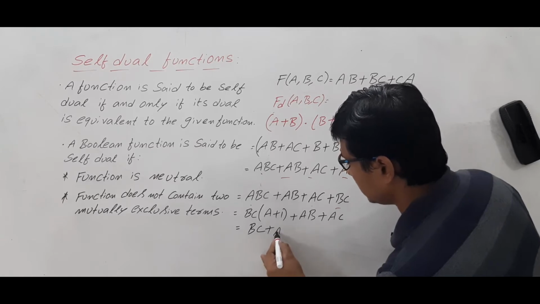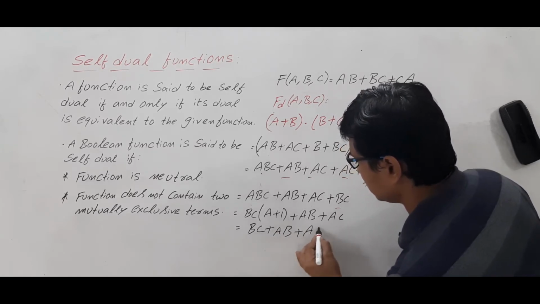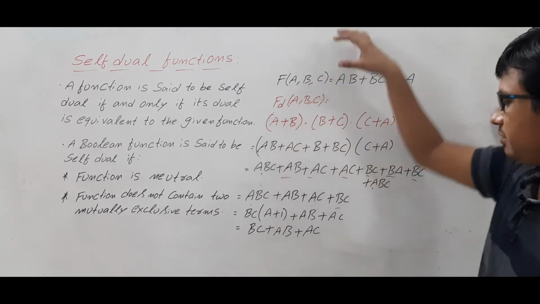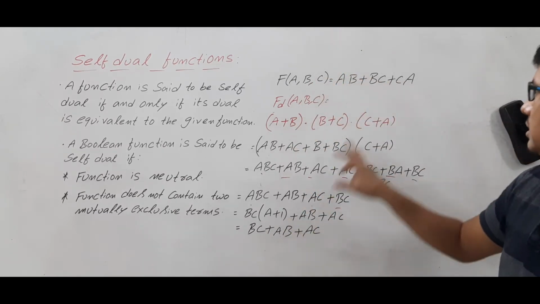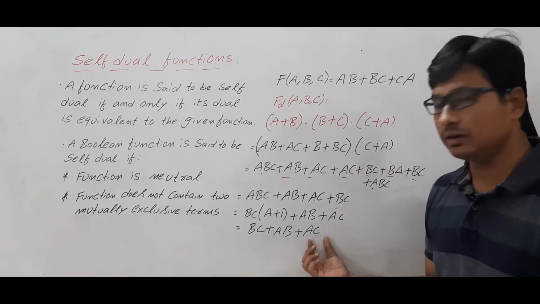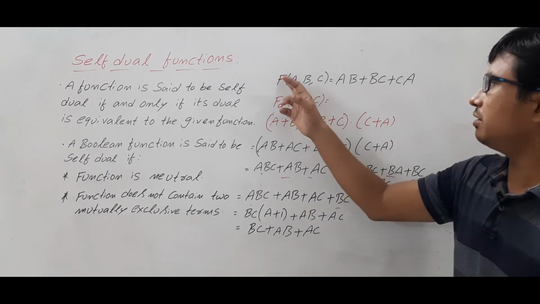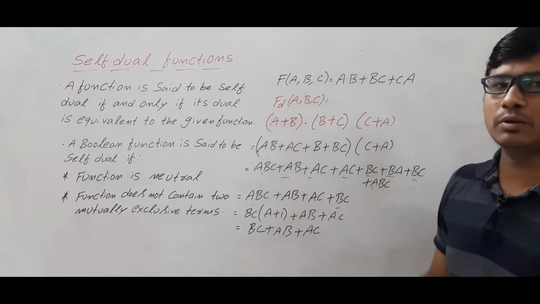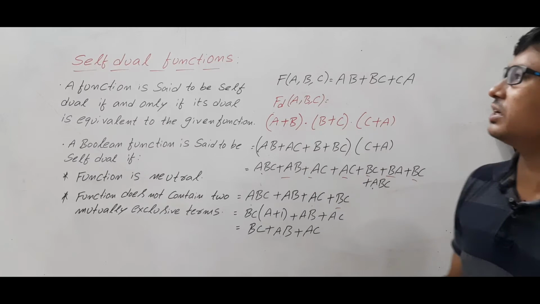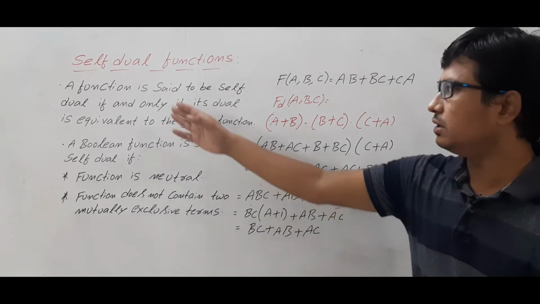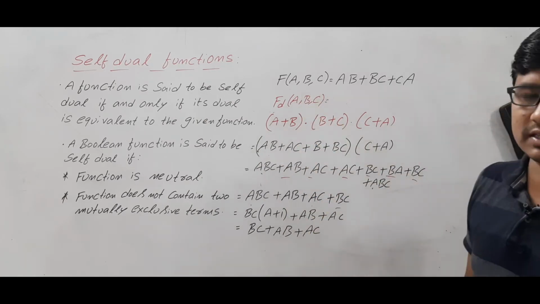BC, AB, AC. Now if you check whether it is equal to the given function f, yes, AB is there, BC is there, CA is there, or AC, anything. Are you able to understand? So the given function f is equal to its dual. So what can I say about the given function? The given function is self-dual. I hope you have understood what a self-dual function is with this example.